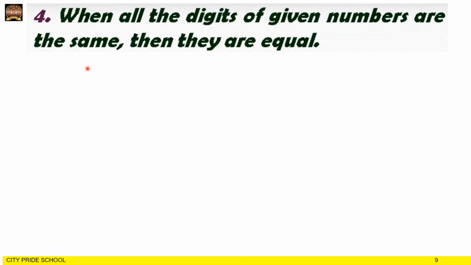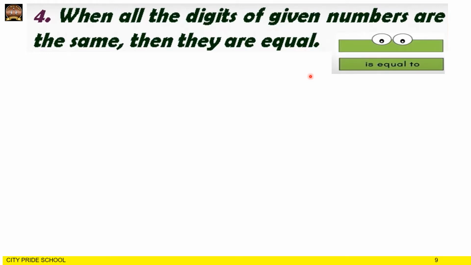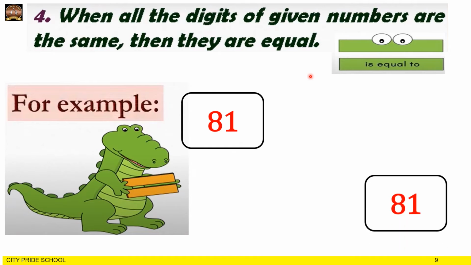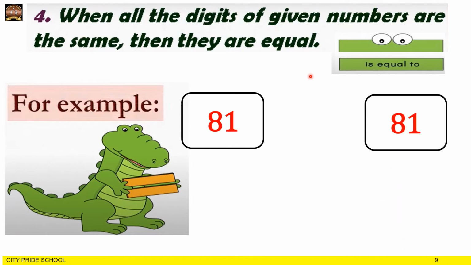Okay, now let's see. When all the digits of the given numbers are the same, then they are equal. So here is the equal to sign, right? And now let's see an example. Here we have the number 81 and here we have the number 81. Now compare the tens side. Yes, on both tens sides there is 8, right? And on the ones side, 1 is there. So both the numbers are the same.